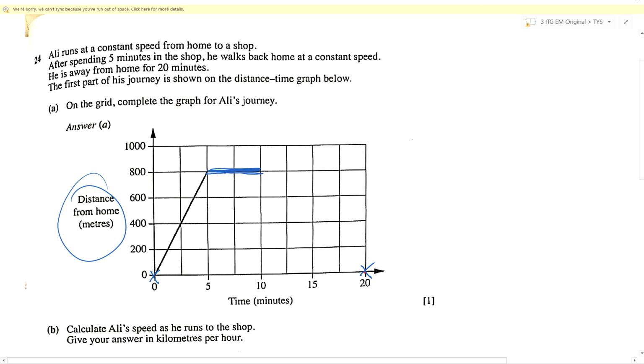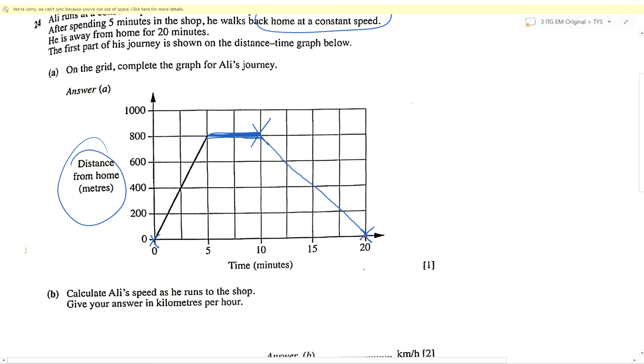Please use a ruler. Then since it is a constant speed home, now speed in our distance time graph is actually the gradient. The gradient of our distance time graph is the speed. It is constant. They are telling us that the gradient is constant. If they tell you that the gradient is constant, they're telling you it is a straight line. Where are the 2 points for the straight line? I put 1 point over here and 1 point back at home. So using a ruler, draw a straight line down. Straight line.